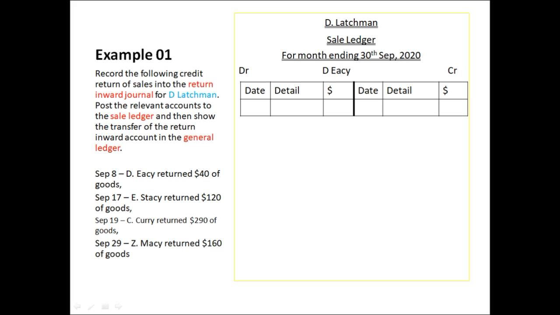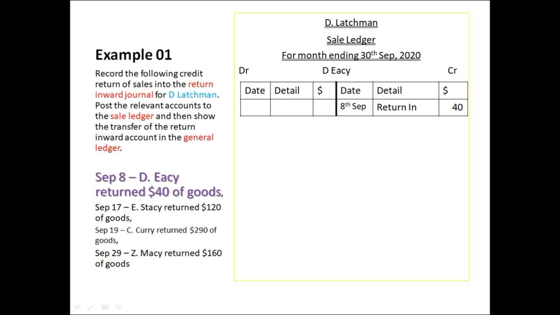The first transaction we did is on the 8th of September with DEC, and that person returned $40 of goods to us. So we create a T account for DEC, and we ask ourselves the question: is DEC receiving goods or is he giving out goods? The answer is that DEC is returning goods to us. He's losing goods, so we have to record it on the credit side.